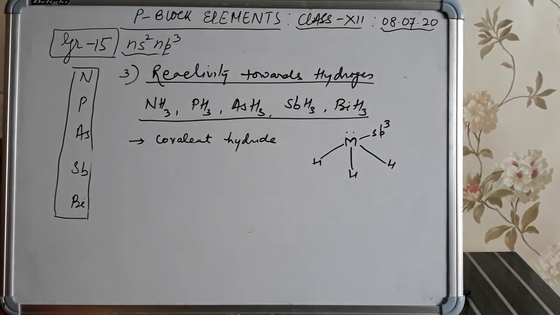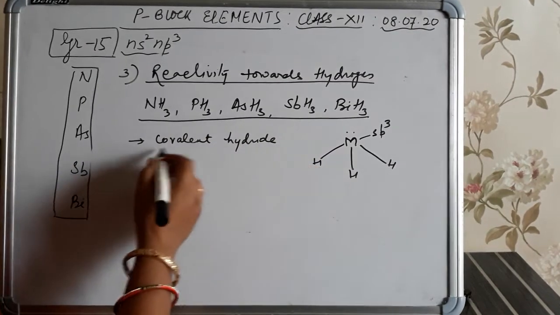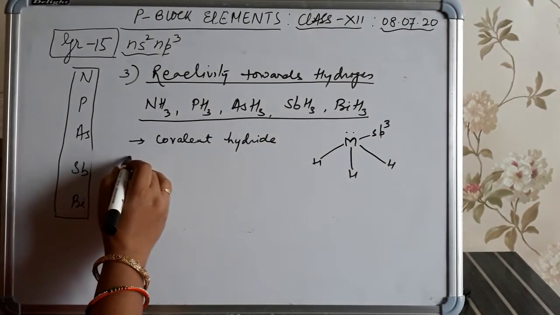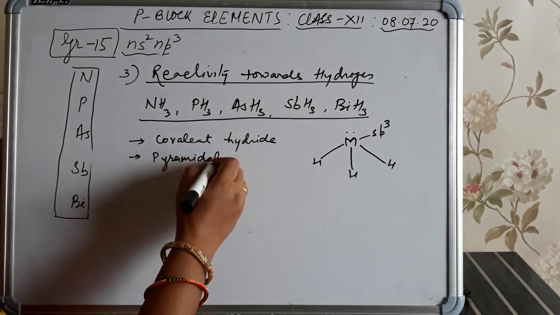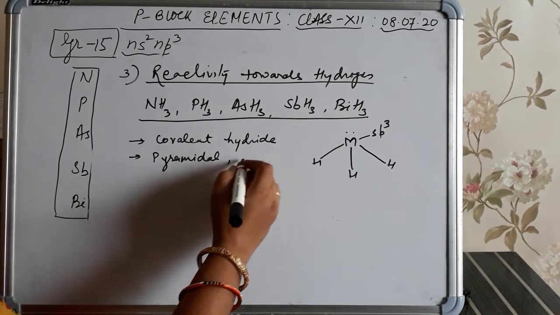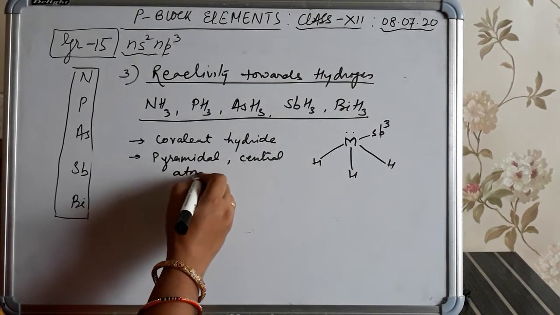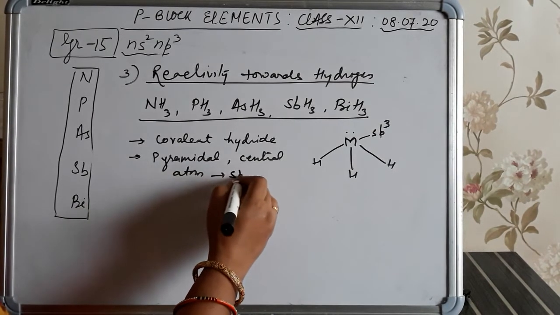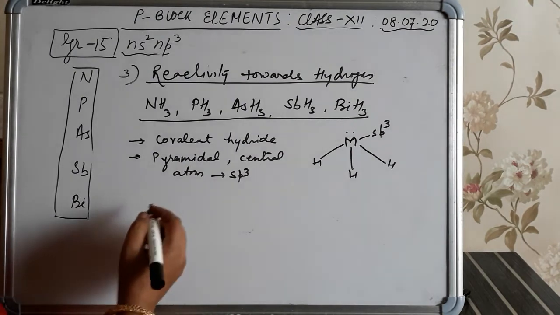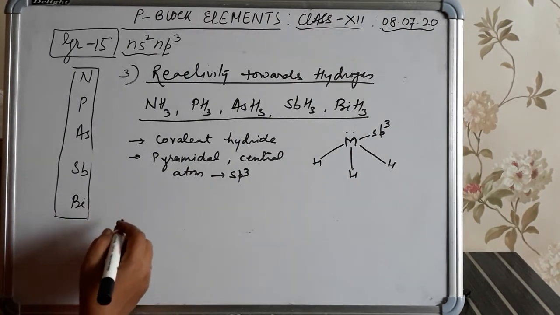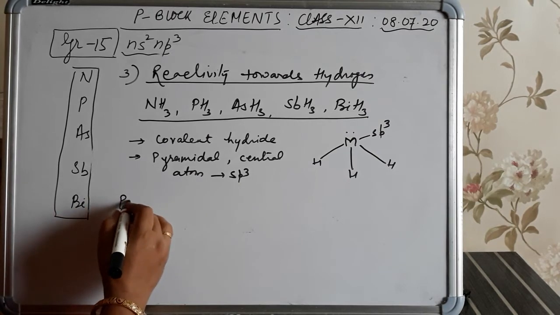So students, at first we know the nature of hydrides. It is a covalent hydride and it is pyramidal in shape, and the central atom is sp3 hybridized. This is the common thing which we remember all the time. And let's first discuss the preparation of hydrides.